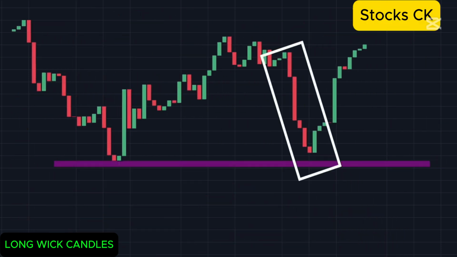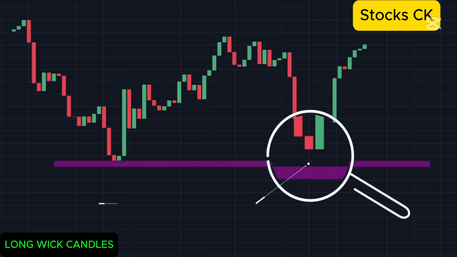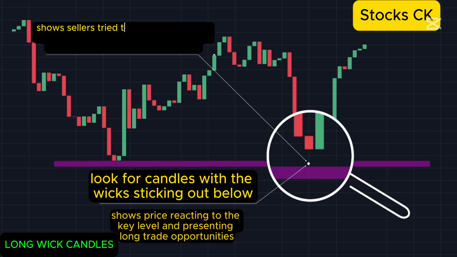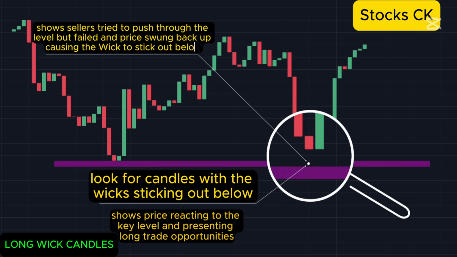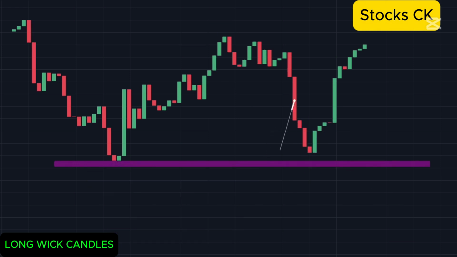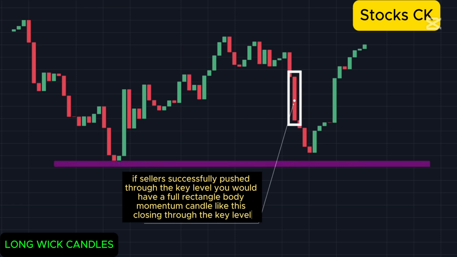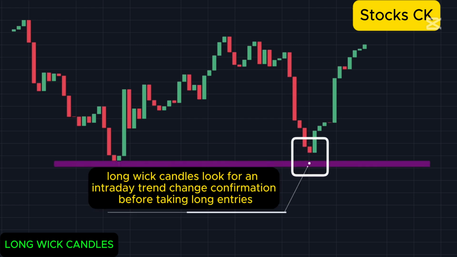In the downtrend, when price is approaching a key level, look for candles with the wicks sticking out below like this, which shows price reacting to the key level and presenting long trade opportunities. From a price action standpoint, it shows sellers tried to push through the level but failed and price swung back up, causing the wick to stick out below. If sellers successfully push through the key level, you would have a full rectangle body momentum candle like this, closing through the level. After you have the long wick candles, look for an in-day trend change confirmation before taking long entries. So moving on.